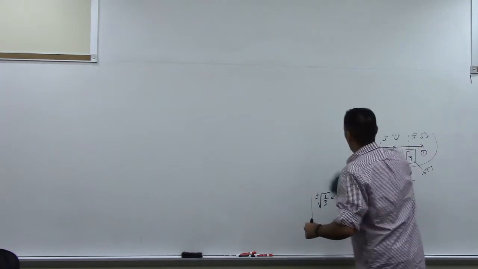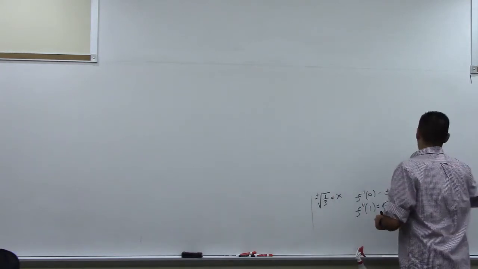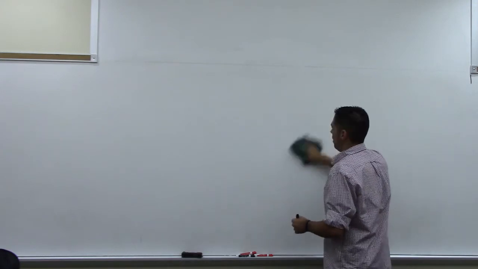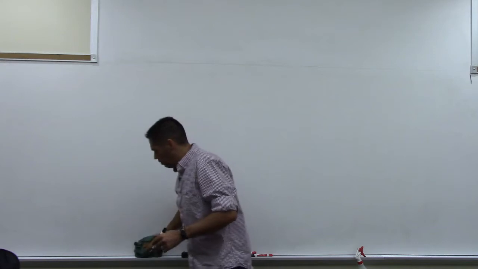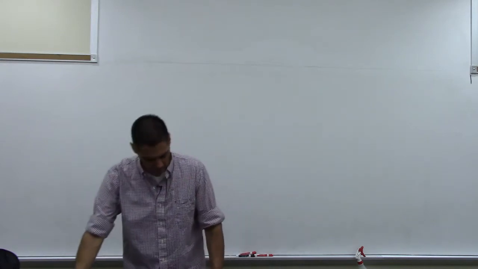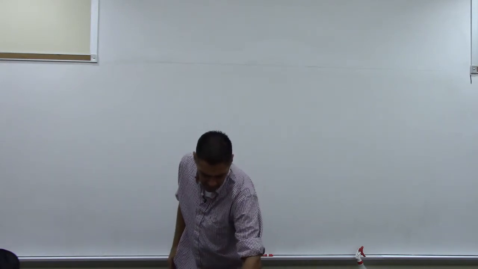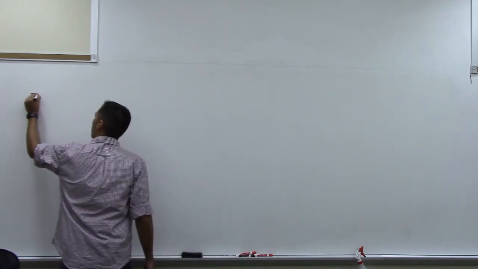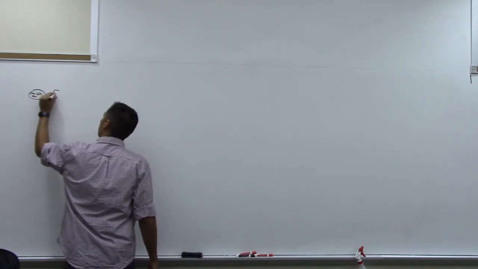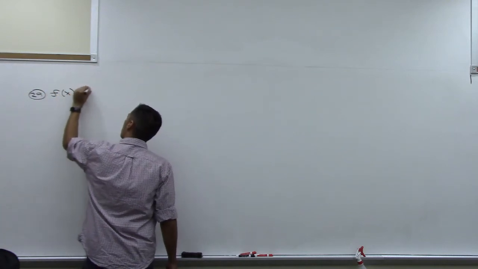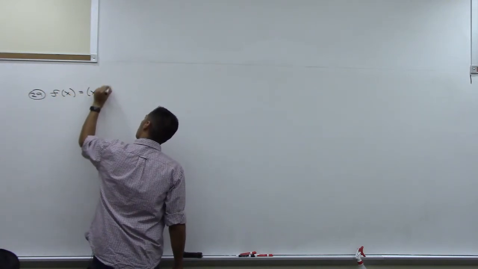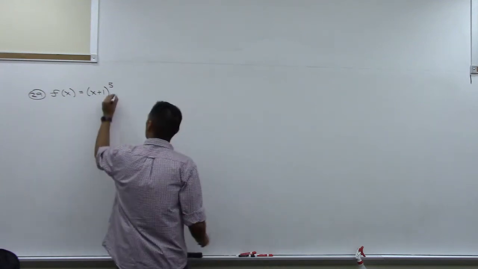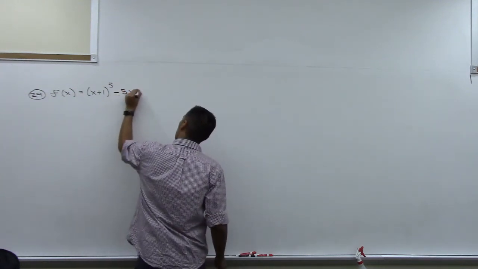Pretty much up to this point, our functions have been nice. Polynomials are always nice to do this method on. It's when they're not polynomials that you start running into some issues. All right, so 29, (x + 1)^5 minus 5x minus 2.